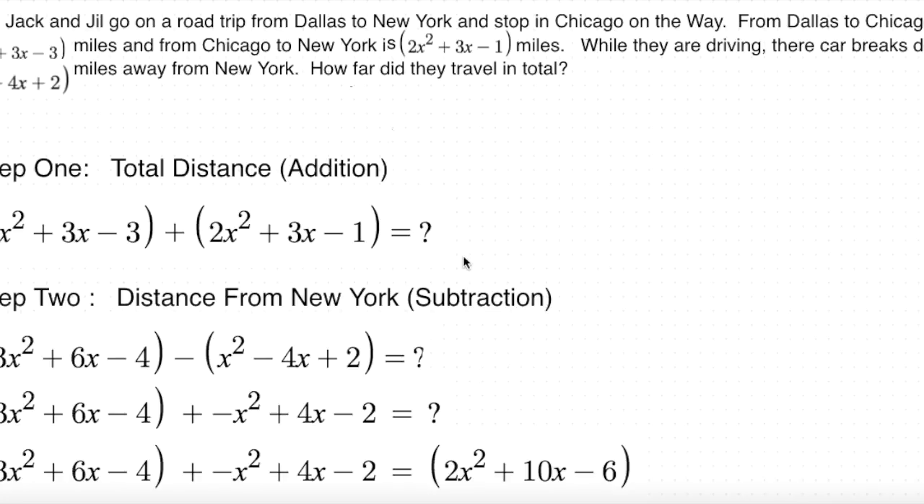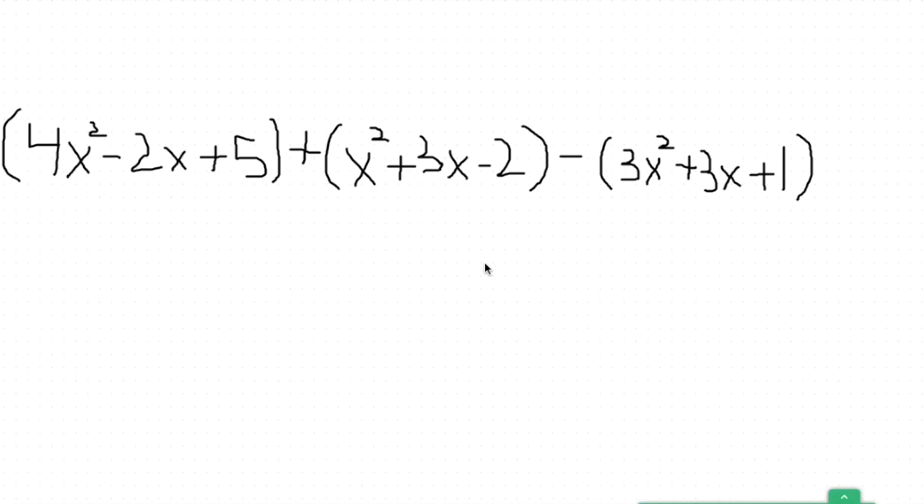Step 1. Let's start with the addition. x squared plus 3x minus 3 plus 2x squared plus 3x minus 1 equals 3x squared plus 6x minus 4. To find the total distance Jack and Jill traveled, let's subtract. This may seem easy, but be careful. Many students will often forget to distribute the negative. So, let's rewrite the equation and combine like terms. 3x squared plus 6x minus 4 minus x squared plus 4x minus 2 is equivalent to 2x squared plus 10x minus 6.